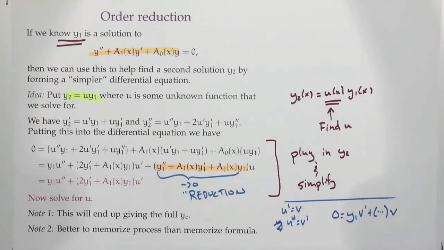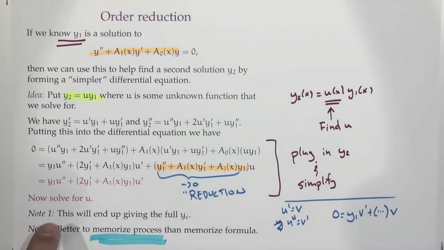The first note is to say this will end up giving us the full solution for y. Since it's homogeneous, we can think of it as a complementary solution. And I think we'll see that because we'll do one example. The other note I would really stress, and I think this is true for a lot of the class, is memorize the process. Don't memorize the formula. Because I think it's hard to remember formulas like this. Like I would look at this and there's no way I can remember that. But the process I understand.